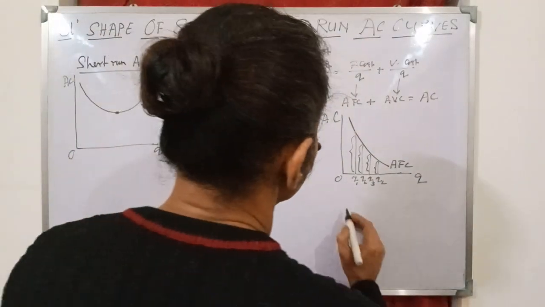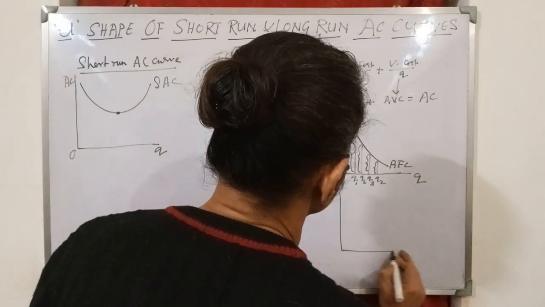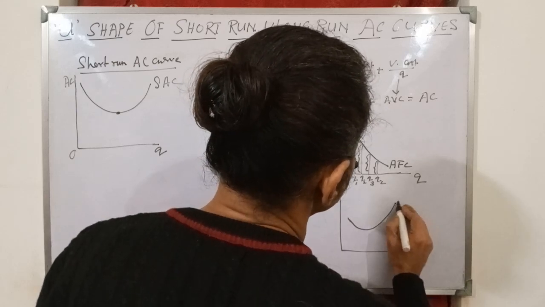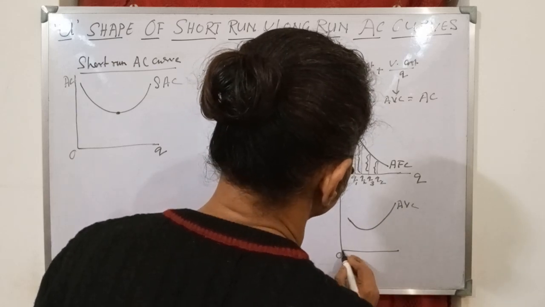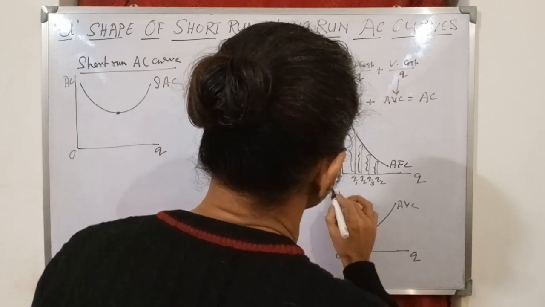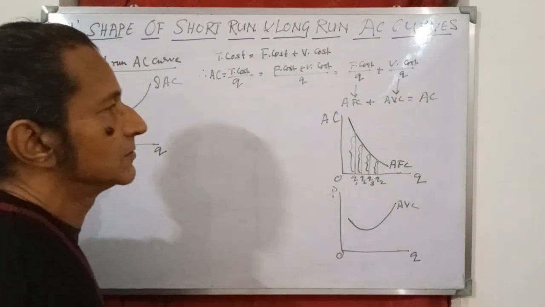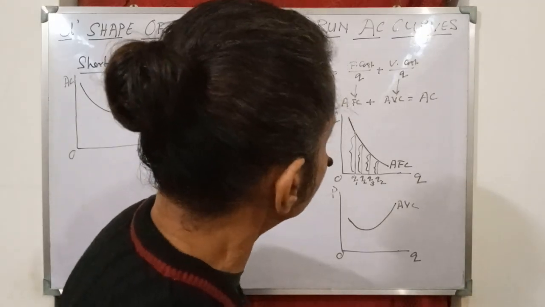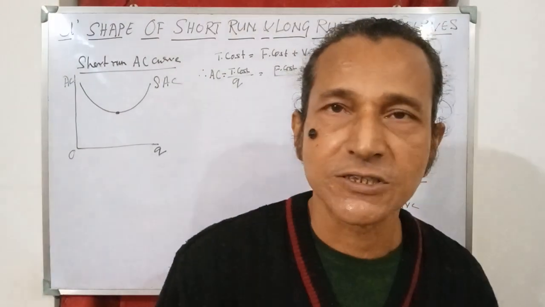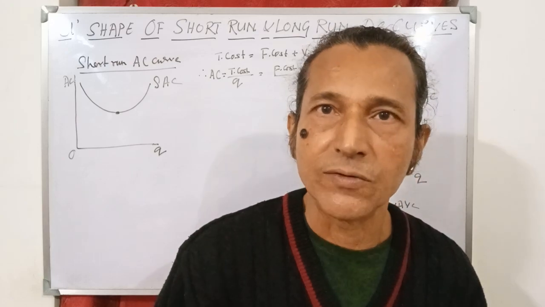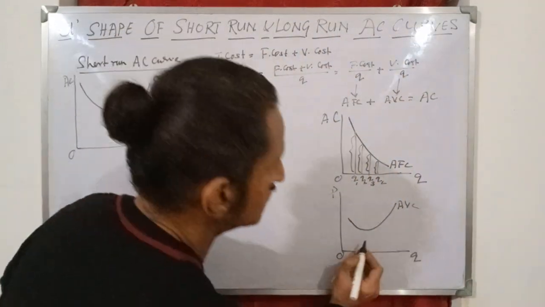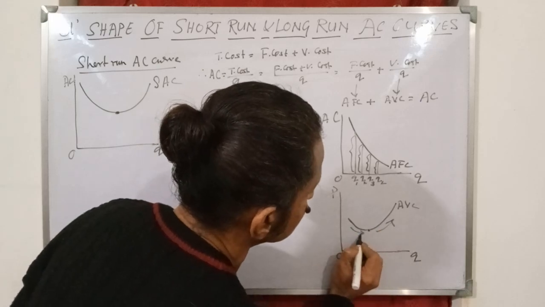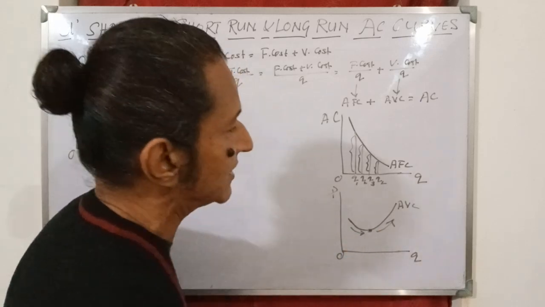On the other hand, average variable cost is like this. This is AVC. Whereas average fixed cost continuously falls, average variable cost does not fall continuously. It falls, reaches a minimum point, then again goes up. This is the minimum point of average variable cost.